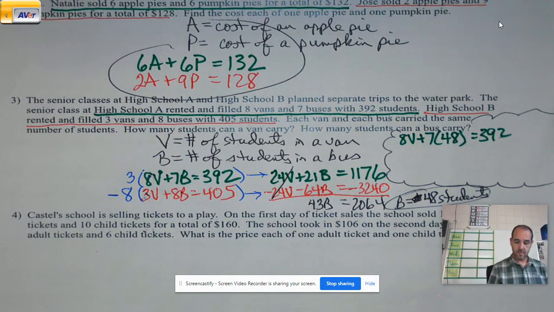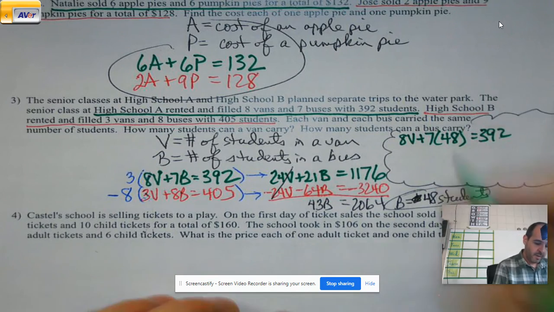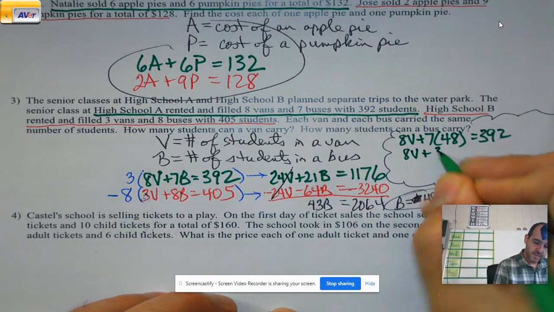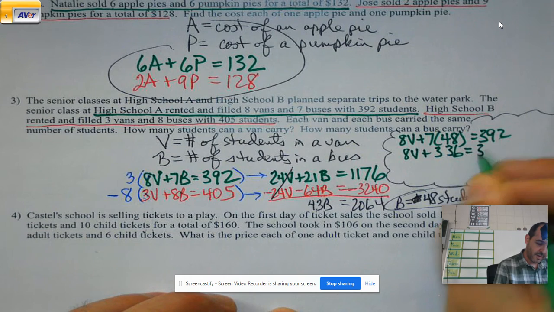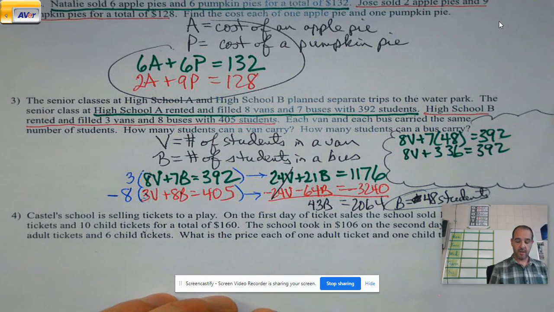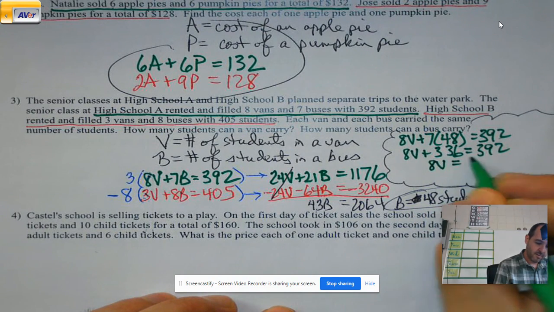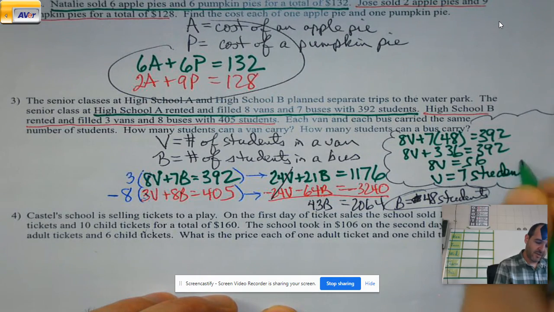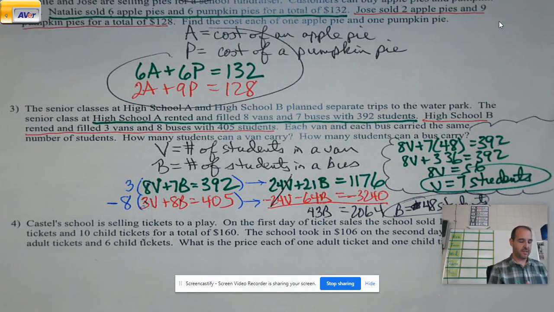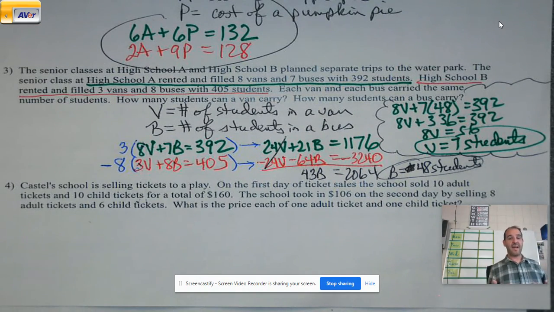So 8V plus 336 equals 392. And now I'm just doing a regular two-step equation to get to my answer. Subtract the 336. And we find out we can get 7 students in the vans and 48 into the buses. Okay? So it kind of lets you see all the way through what this is going to look like.